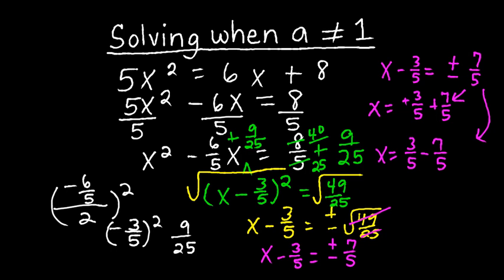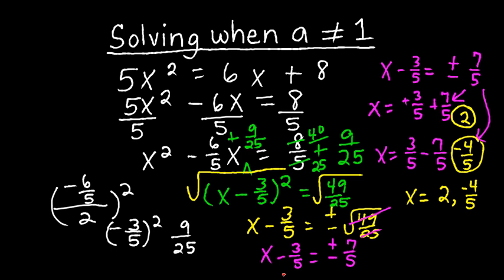When I simplify the top one, I get 3/5 plus 7/5 is 10 over 5, or 2. Okay, and on the bottom, I'm going to get negative 4/5 as my answer. Those are the two answers. So x equals 2 or negative 4/5.